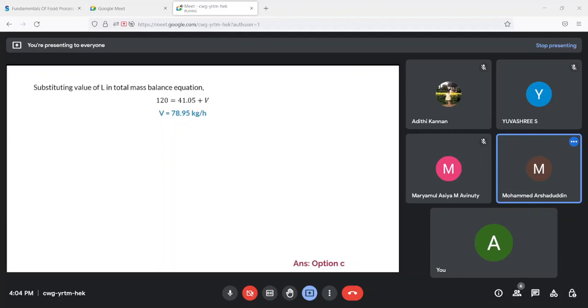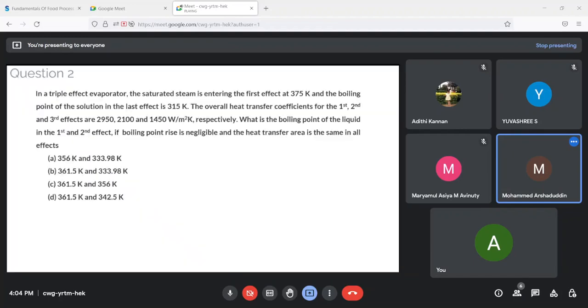Moving on to the next question. In a triple effect evaporator, the saturated steam is entering the first effect at 375 Kelvin and the boiling point of the solution in the last effect is 315 Kelvin. The overall heat transfer coefficients for the first, second and third effects are 2950 watt per meter square Kelvin, 2100 watt per meter square Kelvin and 1450 watt per meter square Kelvin respectively. So what is the boiling point of the liquid in the first and the second effect if boiling point rise is negligible and the heat transfer area is the same in all effects?